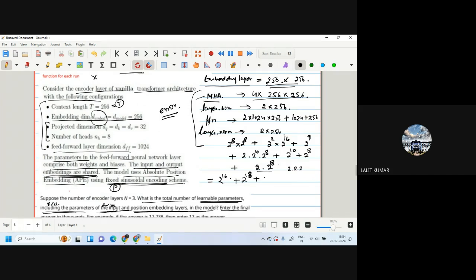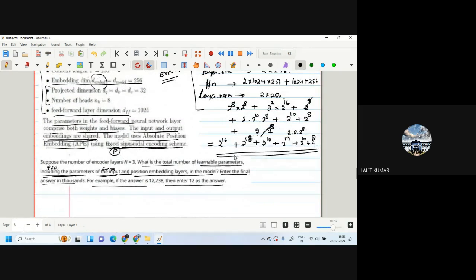2 to power 8 will become 2 to power 10. This will become 2 to power 19 plus 2 to power 10 plus 2 to power 8. Can somebody quickly use the Desmos for this? So we have got 8, 10, 2 to power 10 plus 2 to power 10, twice it has become. So this will become 2 to power 11.